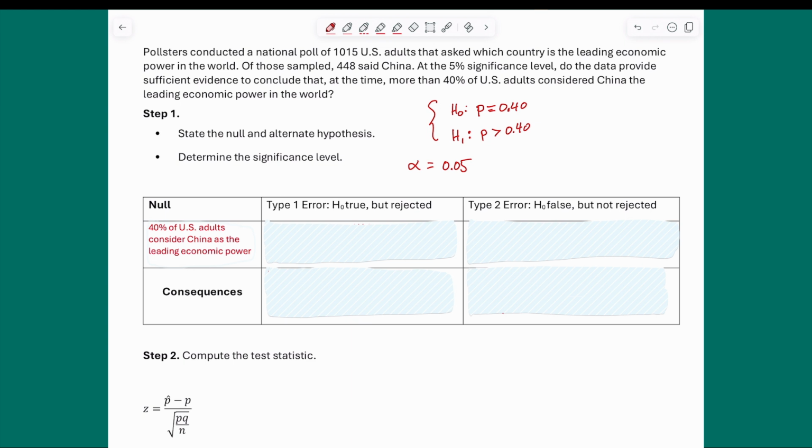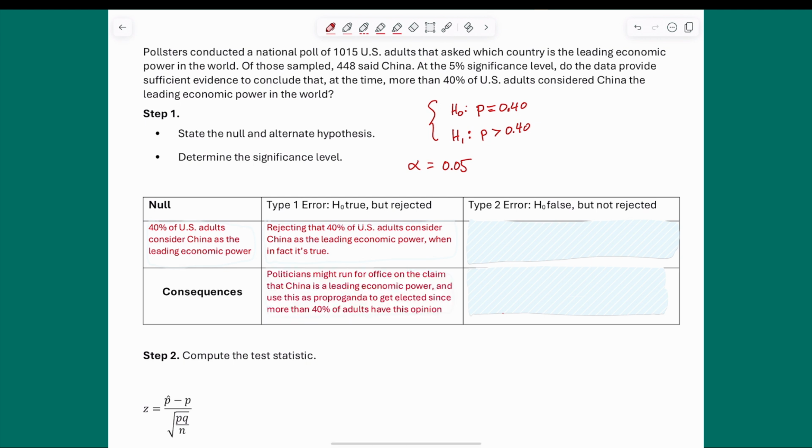Okay, so what is a type 1 error? A type 1 error would be rejecting that 40% of US adults consider China as the leading economic power when in fact it's true. What is a consequence of this? There are many possible consequences, depending on how you use this information. Here's one example: politicians might run for office on the claim that China is a leading economic power and use this as propaganda to get elected, since more than 40% of adults have this opinion, for instance.